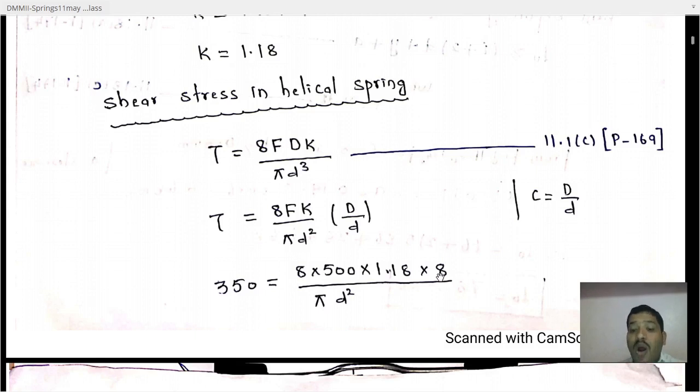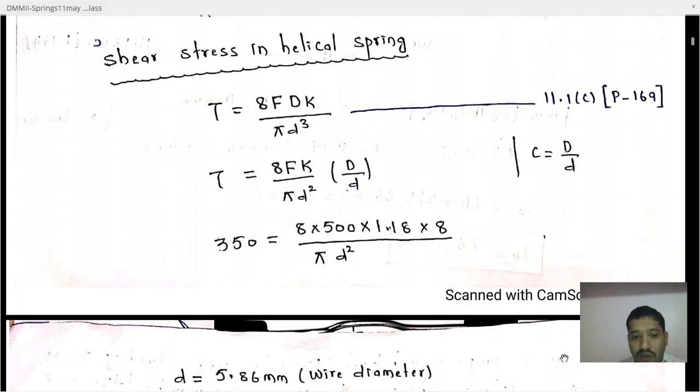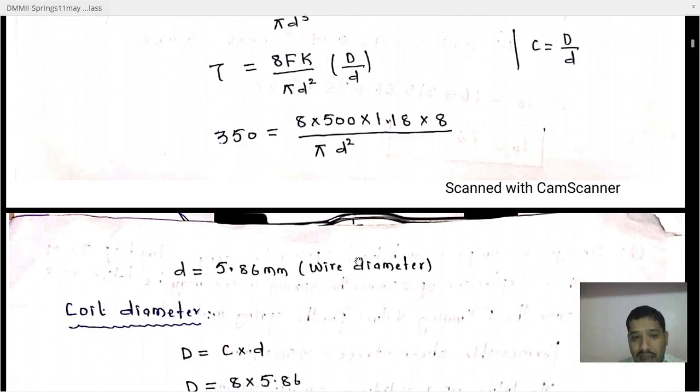Is it right? How much? 8 divided by pi, the constant value 3.142, by d square as it is. So after that we need to cross multiply here: 350 into pi into d square equals 8 into 500 into 1.18 into 8.